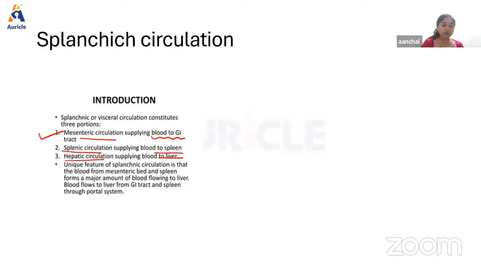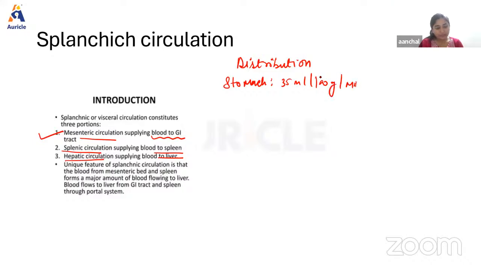Now, we're going to know the distribution. If we talk about the distribution, in the stomach it is 35 ml per 100 gram per minute. In the intestine, it is 50 ml per 100 gram per minute. And in the pancreas, it is 80 ml per 100 gram per minute.